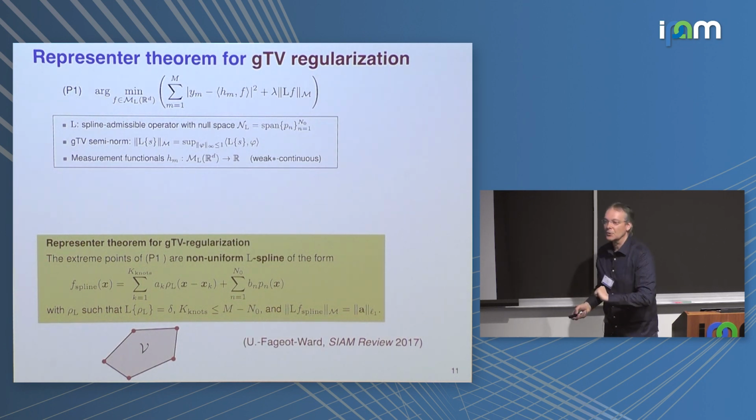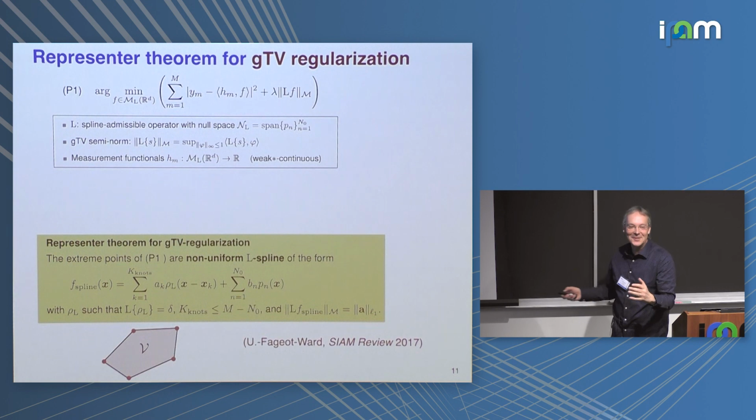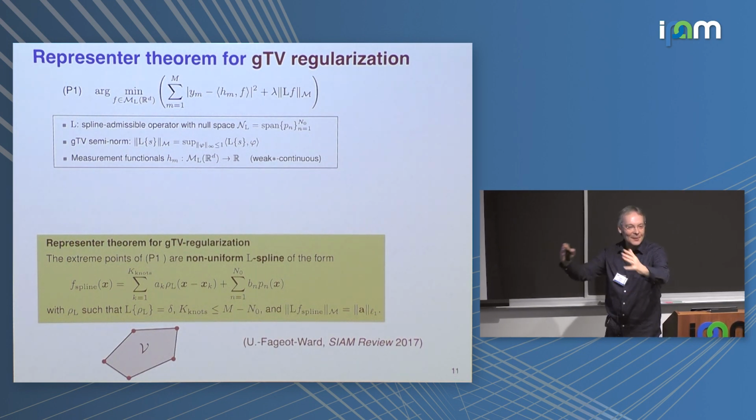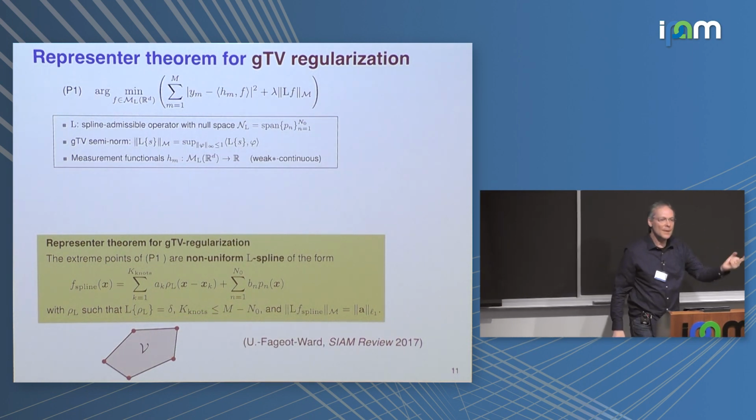Now, what's the catch? You don't know where the jumps are. Okay, so there you need to make an algorithm to find the jumps. Okay, so be my guest. Okay, it's just an existence theorem that characterizes a parametric form of the solution. And it just tells you, oh, there are fewer knots than measurements.